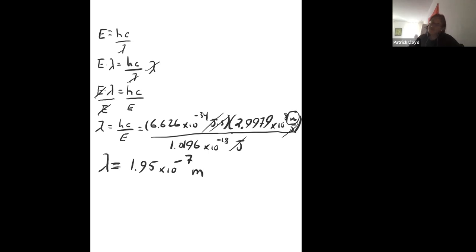Check through that. Make sure you get the correct exponent, because you have to put all those exponents in correctly. You've got 10 to the negative 34, 10 to the 8th, and 10 to the negative 18. All of those exponents have to get rolled into that calculation. You should have 1.95 times 10 to the minus 7.